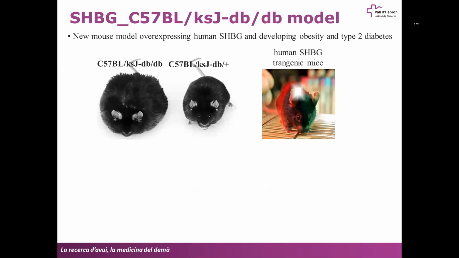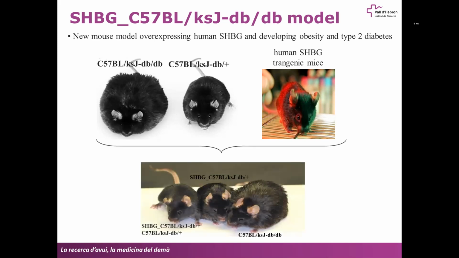new mouse model by crossing our humanized SHBG transgenic mice with the obesity and type 2 diabetes mouse model, the db/db mice, which have a point mutation in the leptin receptor. When you have this mutation in homozygosis, these mice are hyperphagic and they eat all day, and they develop obesity and type 2 diabetes by 4 weeks of age.